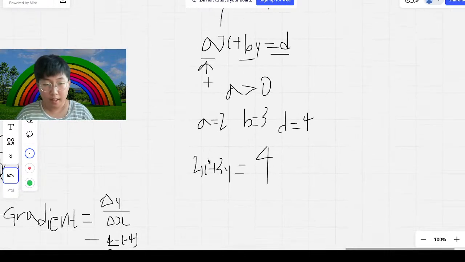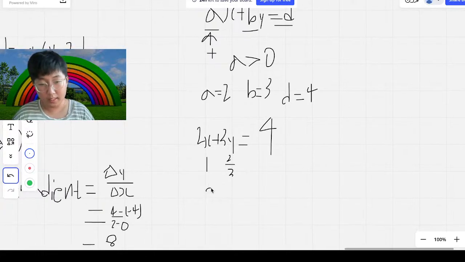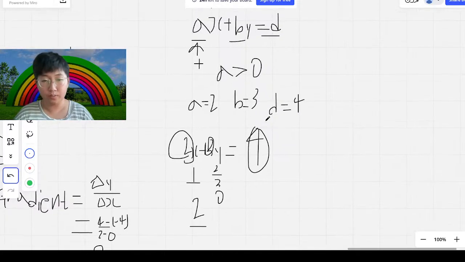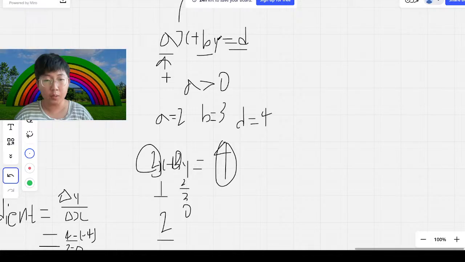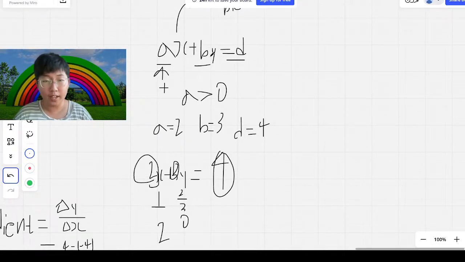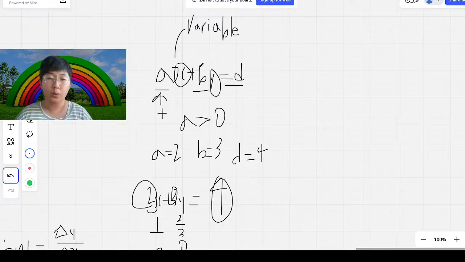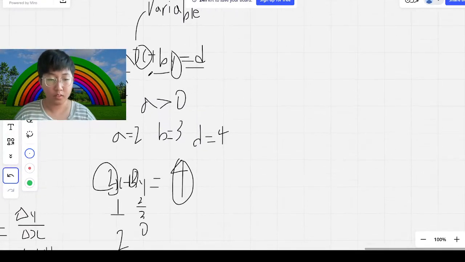But then x and y are still not determined. They can still change. If x is 1, then y will have some other value, which in this case will be 2/3. Or when x is equal to 2, then y will be 0, and so on. But whenever these numbers change, these constants do not change. Yes, if we change these, the line will be different, but when x and y change, a, b, d themselves don't change. They don't get affected by these variables, which is why we call them constants.